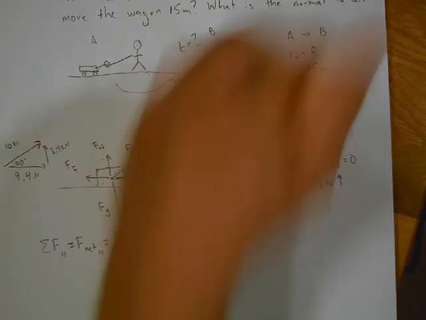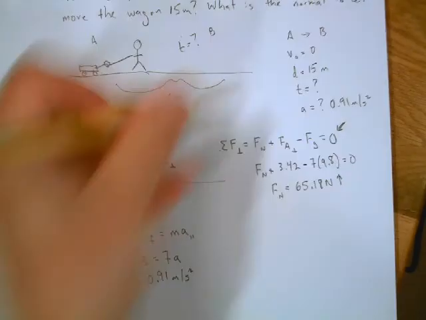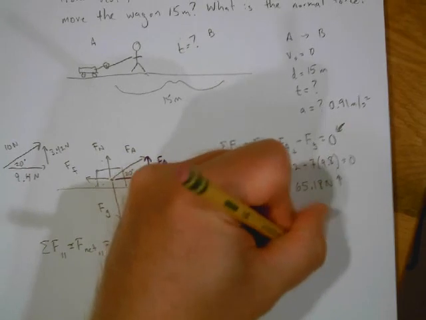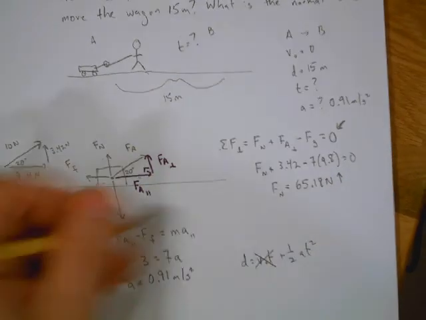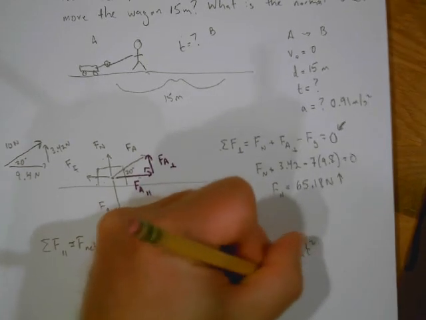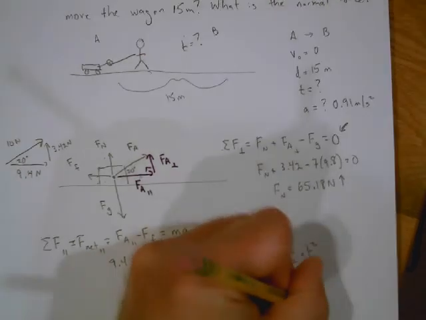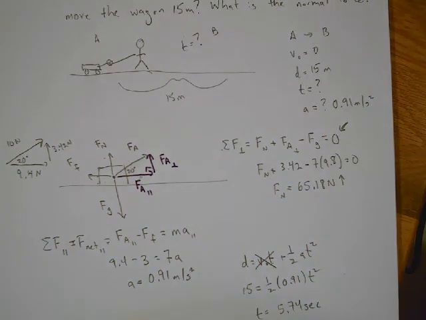Then, if I go back to this problem, now I know my acceleration is 0.91 meters per second squared, and I have to pick an equation that has all that stuff in it. That would be d equals v0 t plus 1/2 a t squared, where this goes away, and then this is 15 equals 1/2 times 0.91 t squared, and I could solve for t. Oh no, I screwed that up. All right, let's try that again. 15 divided by 0.5 divided by 0.91, and then I take the square root of that answer, and I get 5.74 seconds. Okay, and then I have my answer.